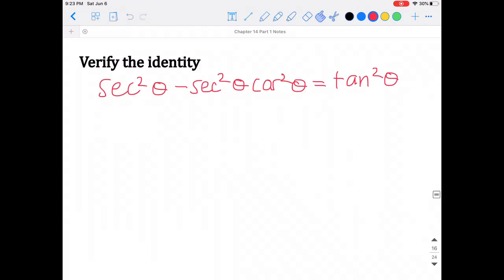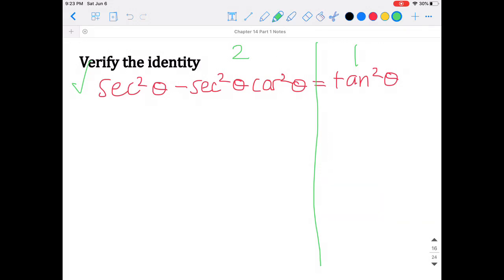This one gets a little bit more complicated. So verify the identity. We have secant squared theta minus secant squared of theta times cosine squared of theta equals tangent squared of theta. So again, we're going to start this problem the same way. We want to split our equation in half and look at which side we want to simplify. And again, it's going to be the more complicated side of our equation that we want to simplify. So we have secant squared of theta minus secant squared of theta times cosine squared of theta. So the left side of our equation has two terms, and the right side of our equation just has one term, which is tangent squared of theta.